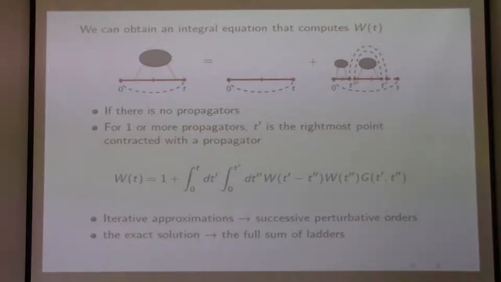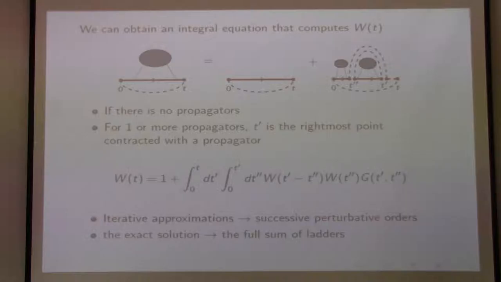Now, in this sketchy way, you can convince yourself that this function that accounts for ladders must satisfy this integral equation. As usual, when you have an integral equation, you can study it iteratively. For instance, you can put w equal to 0 in the right-hand side, and then the first iterative approximation will be w equal to 1. Then you plug in 1 here, you get the second approximation, and so on and so forth. Successive iterative approximations are exactly in correspondence with successive perturbative orders.